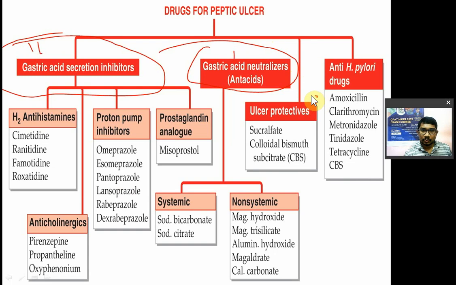Now third is the ulcer protectives. The ulcer that is already there, they give protection to it. So they are known as ulcer protectives. In that you have sucralfate. It is nothing but the aluminium salt of sucrose. It is a prodrug, and it becomes active in the acidic pH. Now second is the colloidal bismuth salts. These colloidal bismuth salts also have activity against H. pylori. So they will prevent the further growth of ulcer.